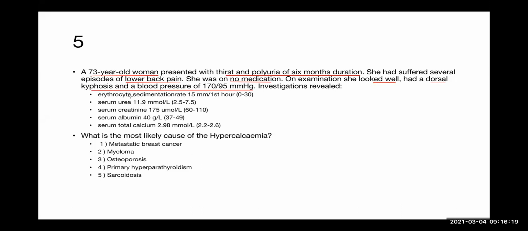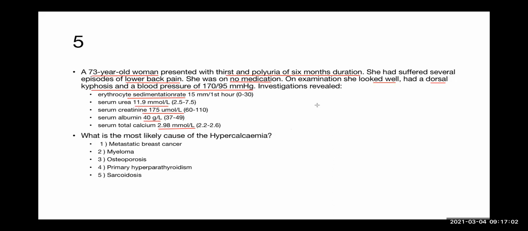Now, investigation revealed erythrocyte sedimentation rate just 15. So it's normal. Serum urea is 11.9. Look at the normal range here, 2.5 to 7.5. So it is high. Serum creatinine 175 micromole per liter. This is also high. Serum albumin is 40, within normal range. And serum total calcium is 2.98 millimole per liter. So this is on the upper side. Now you need to evaluate this case, okay? And then only try to look at the answer. So what is going on here?